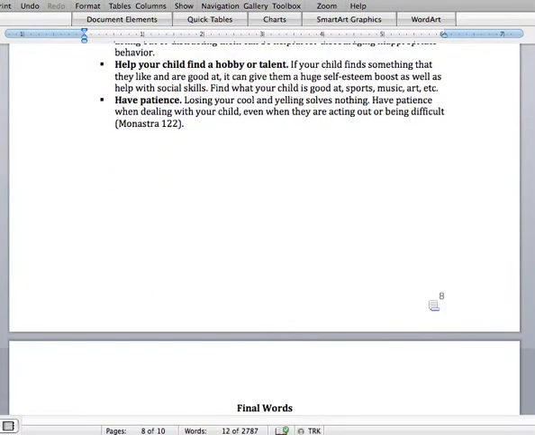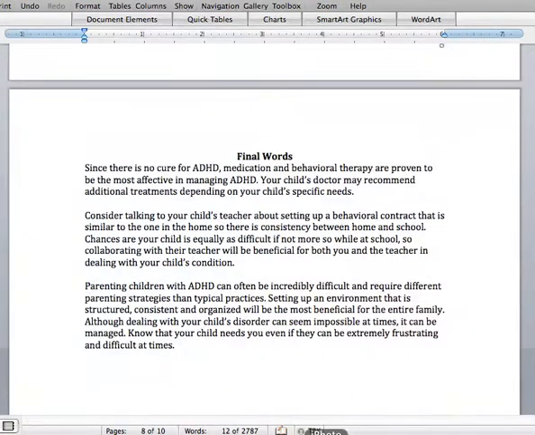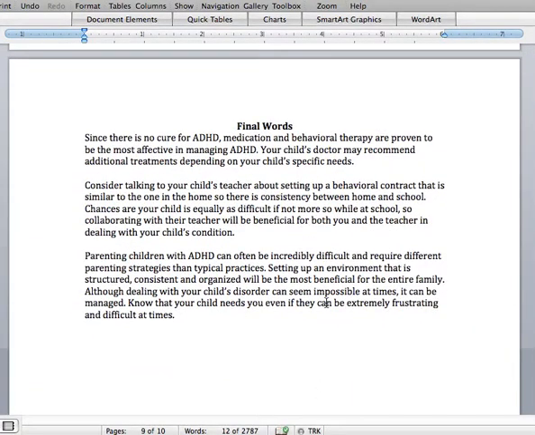And lastly, I think the most important is having patience and not losing your cool when dealing with your child. Even though your ADHD child can be extremely difficult and act out, having patience is definitely the best way to get through it. Overall, I think parenting children with ADHD can be incredibly difficult and require different parenting strategies, but setting up an environment that is structured, consistent, and organized will most likely be the most beneficial for the entire family.